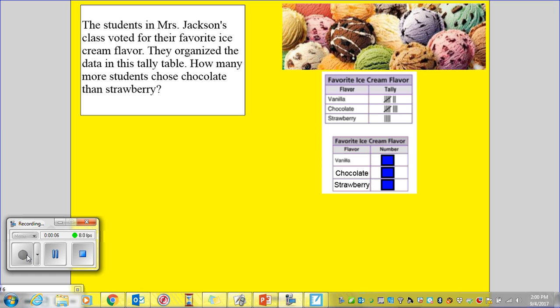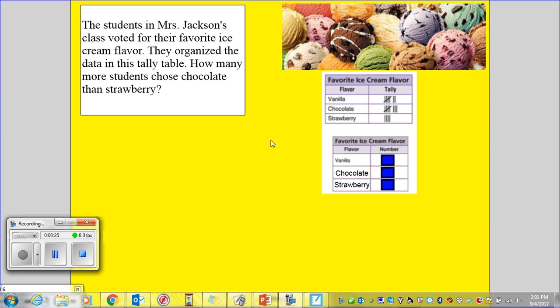This is Mrs. Jackson, and we're going to talk today about how we can organize data in order to solve problems. And our problem today we are trying to solve is the students in Mrs. Jackson's class voted for their favorite ice cream flavor. They organized the data in this data table. How many more students chose chocolate than strawberry?